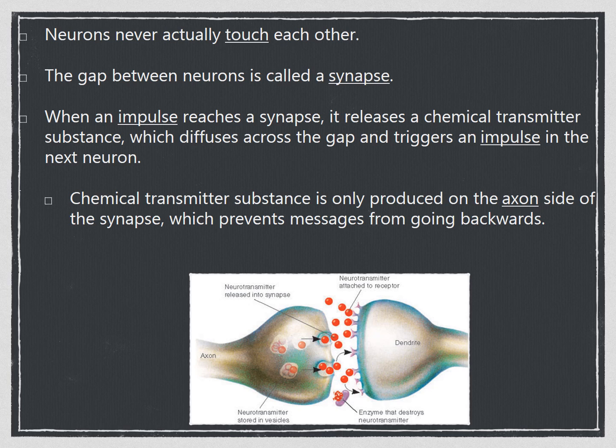So we want to maintain a one-way flow of impulses. One of the issues that this causes is that there are certain drugs that work by interrupting the synapses, like alcohol. Alcohol slows down the reception of those neurotransmitters, which causes you to react more slowly.